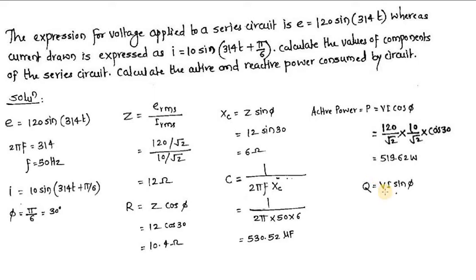Now reactive power can also be found by using the formula VI sin phi, with RMS value of voltage, RMS value of current and sine of 30. If calculated, we get 300 VAR. So I hope this numerical was very interesting, as we found out the components involved in the circuit just by looking at the expressions of voltage applied to the circuit and current flowing in the circuit. And finding out power was very easy. I hope this numerical was understood and you will be able to solve such similar numericals. Thank you.